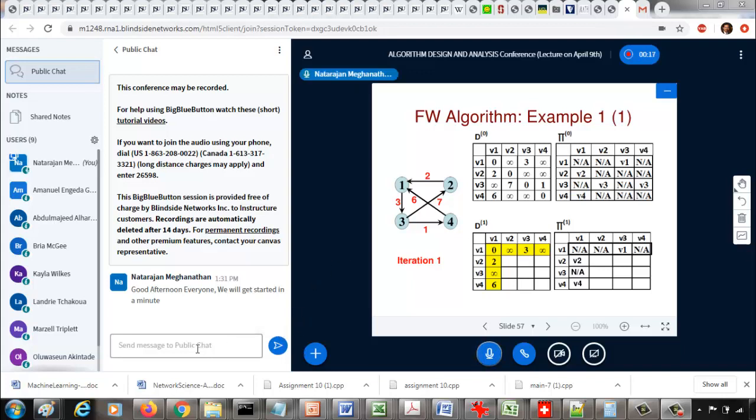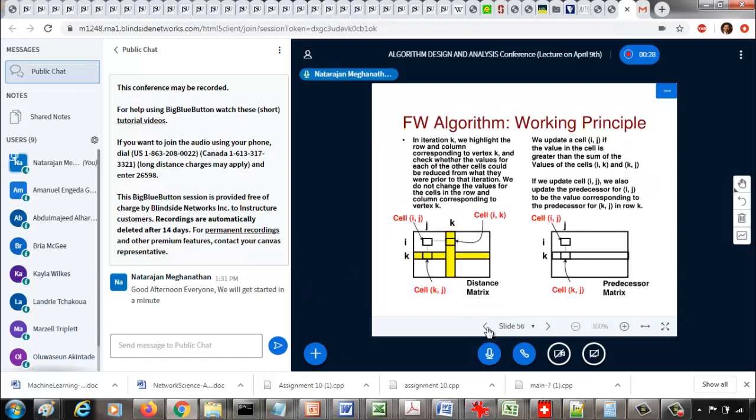Okay, so last time we were looking at the Floyd Warshall algorithm. We went through the general working principle of the algorithm. So now we'll look at a couple of examples. Before we proceed, just to review what we saw.